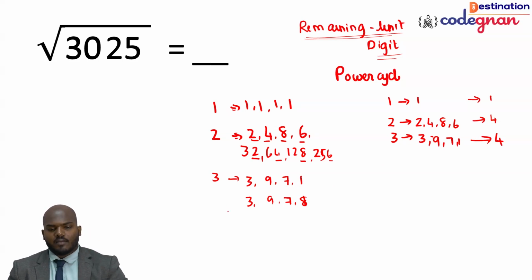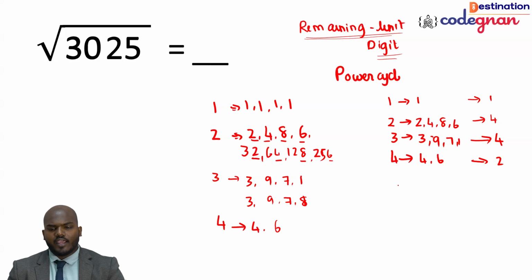And coming to the number 4, 4 power 1 is 4. 4 square is 16, that is 6. 4 cube is 64, that is 4 again. 4 power 5 is again 6. So for 4 we have only 2 factors, that is 4 and 6. The power cycle for the number 4 is 4 and 6 only.